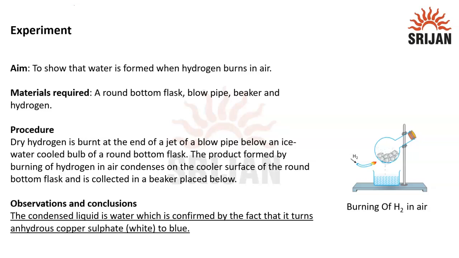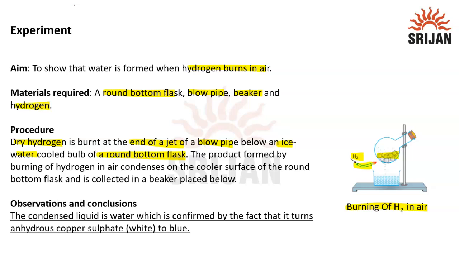Experiment. Let us show that water is formed when hydrogen burns in air. We need a round bottom flask, blowpipe, beaker and hydrogen. Now dry hydrogen is burned at the end of a jet of a blowpipe below an ice water cooled bulb of a round bottom flask. So this is basically hydrogen which is actually burning. This is basically ice and we are simply burning hydrogen in air.